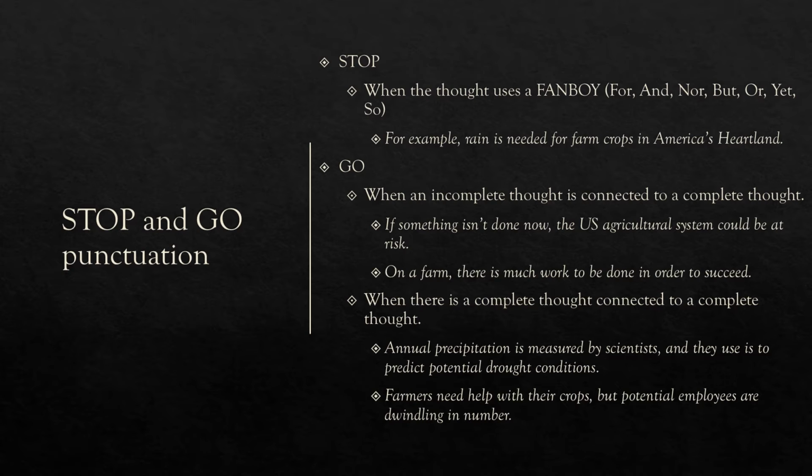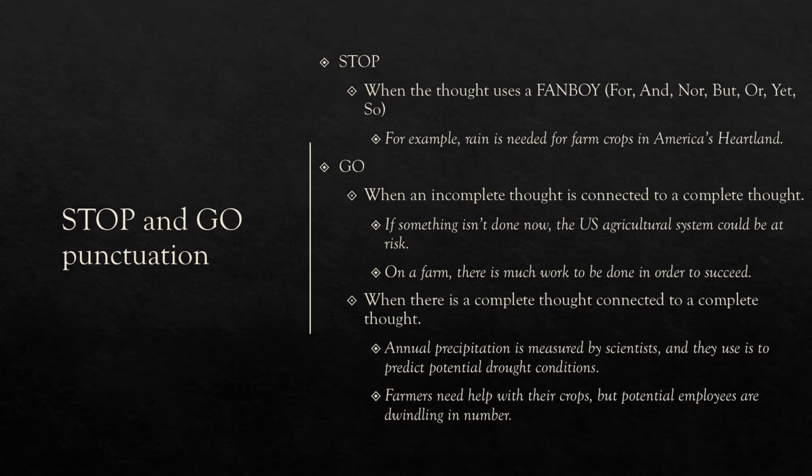Or if you have 2 complete thoughts, meaning each has a subject and a predicate, and we need to connect them together, you need to use a comma. Annual precipitation is measured by scientists, comma, and they use it to predict potential drought conditions. I have 2 thoughts here: annual precipitation is measured by scientists, and they use it to predict drought conditions. Those are 2 complete thoughts, and I'm connecting them in one sentence, so I need to use a comma as well as a conjunction, the word and.